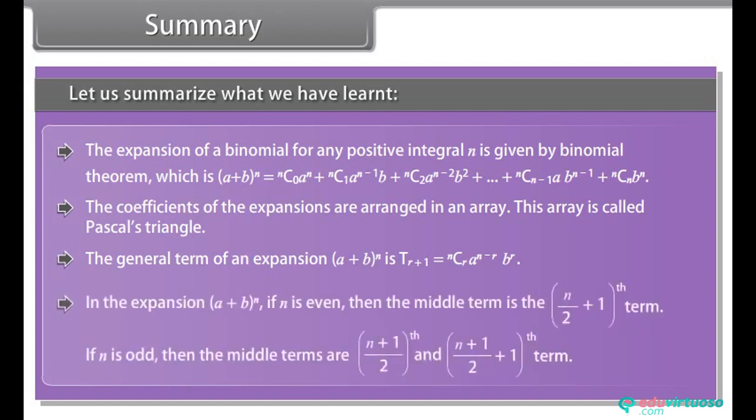In the expansion a plus b raised to power n, if n is even, then the middle term is the n by 2 plus 1th term. If n is odd, then the middle terms are the n plus 1 by 2th and n plus 1 by 2 plus 1th terms.